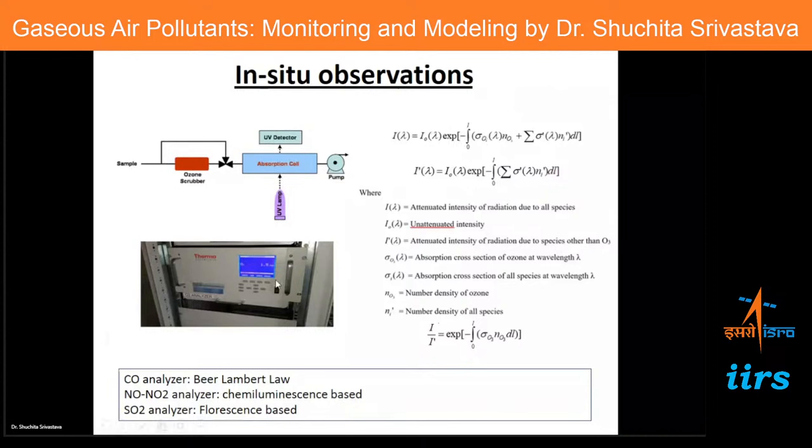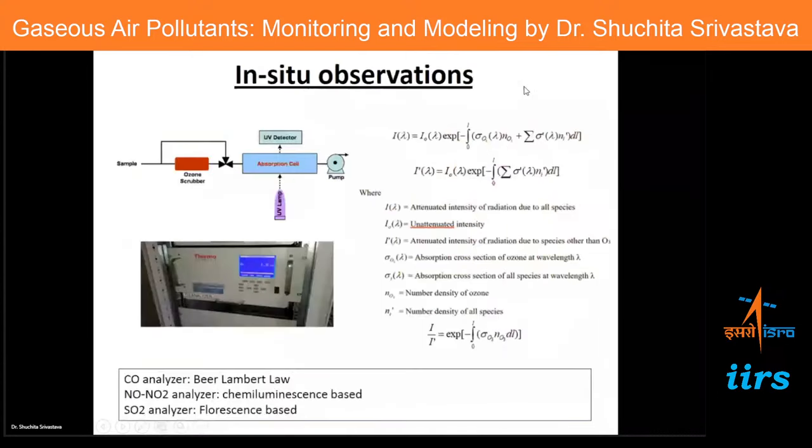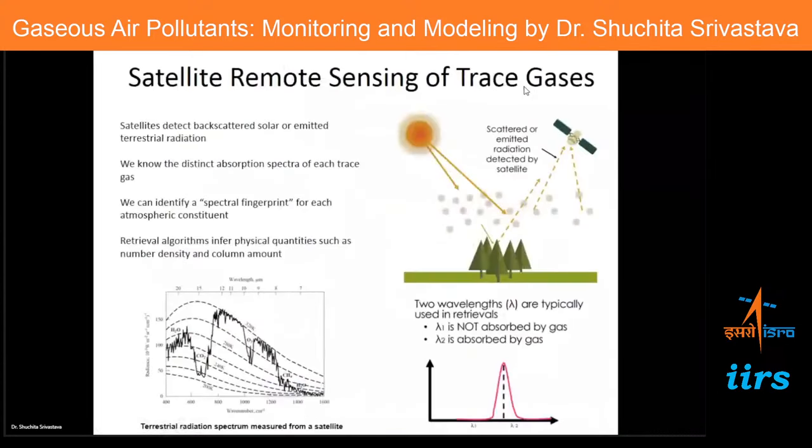Similar box-like instruments are being used for the measurement of carbon monoxide, nitric oxide, nitrogen dioxide, and sulfur dioxide. And they are based on Beer-Lambert law, chemiluminescence-based, and fluorescence-based methods. But our main purpose is to discuss the satellite remote sensing of trace gases. And this is explained to understand the satellite remote sensing of trace gases.